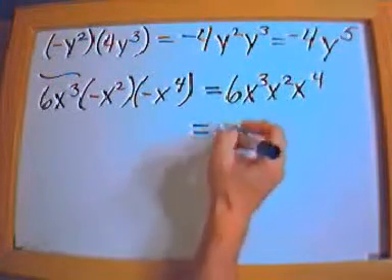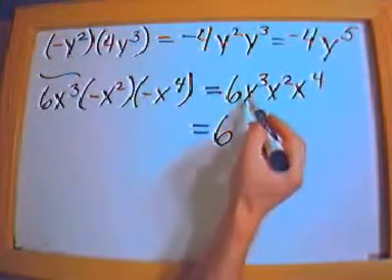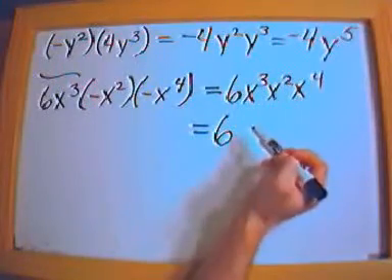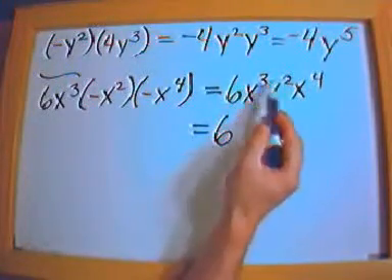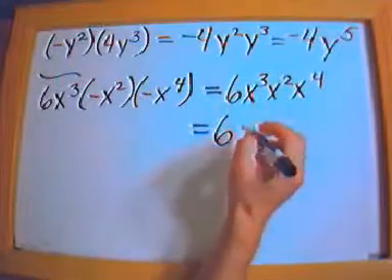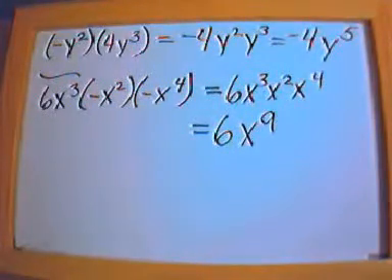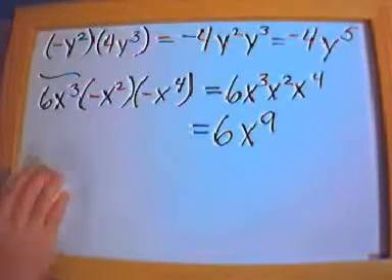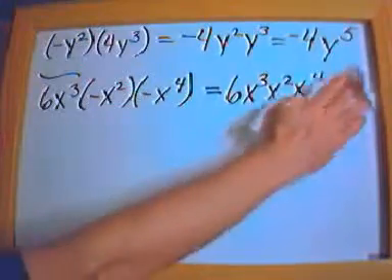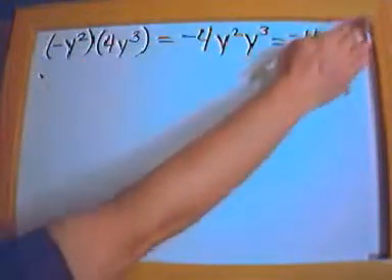Okay, and then in this case the 6 will come down, and all these exponents have the same base, so I can just add all of them up. 3 plus 2 is 5, 5 plus 4 is 9, so the answer is 6x to the ninth. And that's it. So that's pretty much what you do with exponents when the base is the same, and you could just add the exponents up like that.